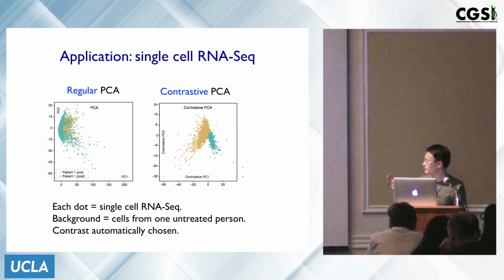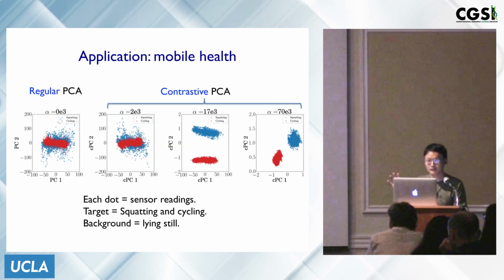The third example is from a very different setting: mobile health data. Here you basically track different sensors of an individual. You have individuals doing two kinds of activities. The red dots correspond to individuals who are cycling, and the blue dots correspond to individuals doing squatting activities. Very different activities.